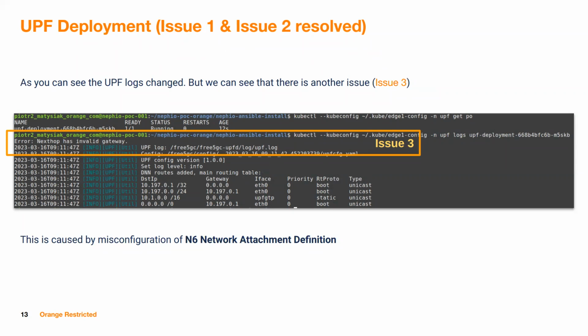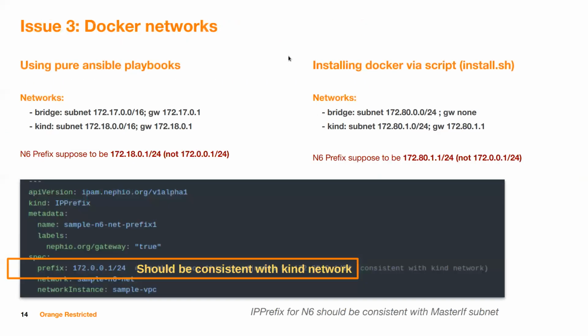After we resolve these issues, we could try again to deploy the UPF deployment CR, but there is another issue: next hop has invalid gateway. From here we can discuss. I don't say that the solution we provided is the only legit solution, but I think it's the N6 network definition misconfiguration. And issue three for me is composed of two things.